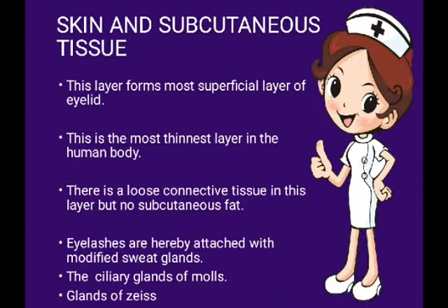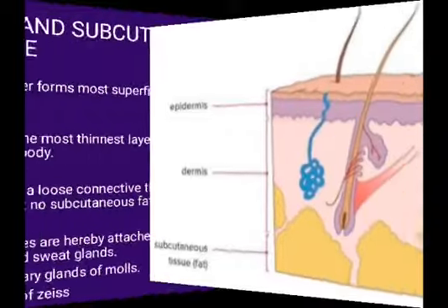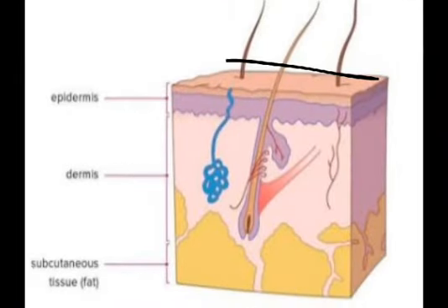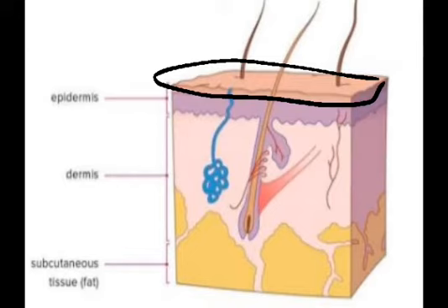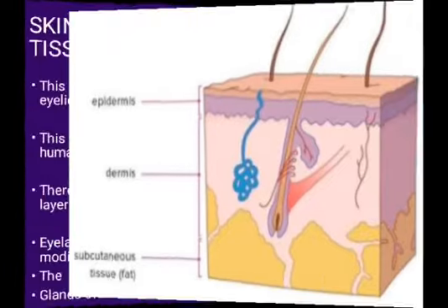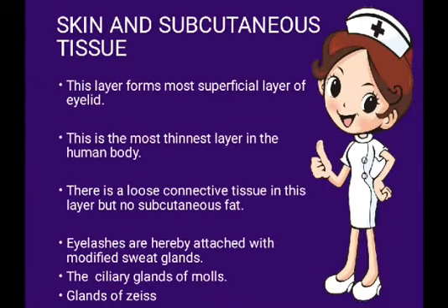First is skin and subcutaneous tissue. This layer is the skin and it consists of three different parts: epidermis, dermis, and the last one is subcutaneous tissue. This layer forms the most superficial layer of the eyelid. It is the uppermost layer of the eyelid. It is the thinnest layer in the human body.